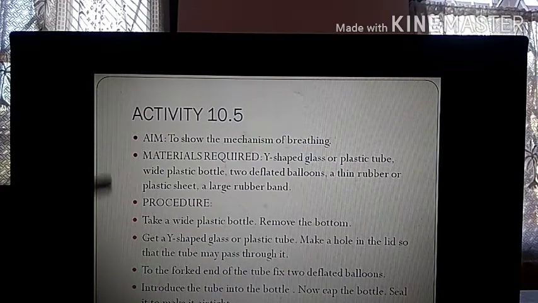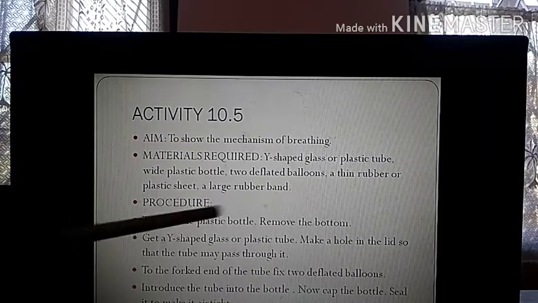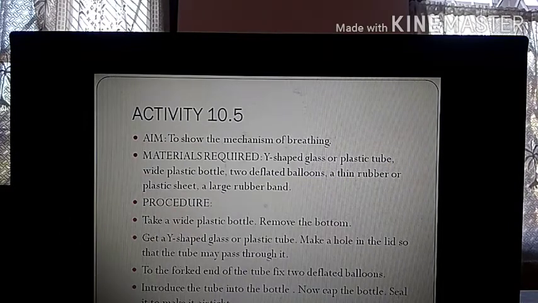Now the procedure. Take a wide plastic bottle, remove the bottom. Not the mouth, the bottom of the bottle you need to cut. So you cut the bottom of the bottle. You can take a plastic bottle instead of a glass bottle because otherwise you have to break the glass from the bottom, and if you break the glass you may get injured. So better if you take a plastic bottle, you can easily cut out the plastic from the bottom.